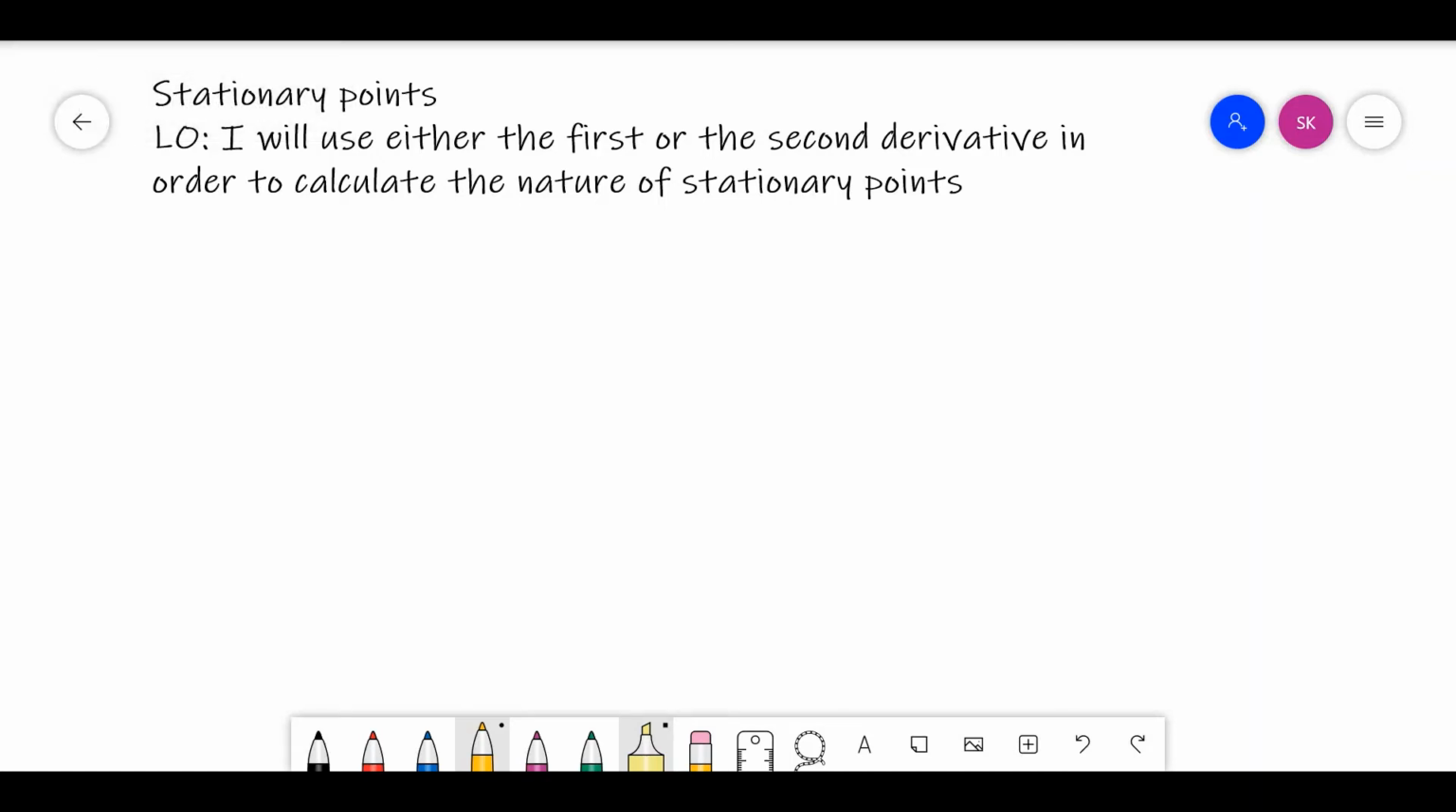This video is about stationary points on curves. So write the title underneath your last bit of work and read the learning objective. The learning objective is really important today, so pause the video and make sure you've had time to do that. Press play when you're ready to keep going.